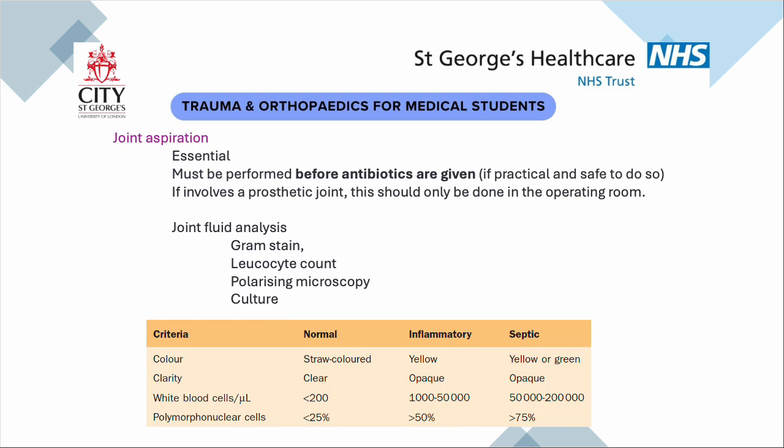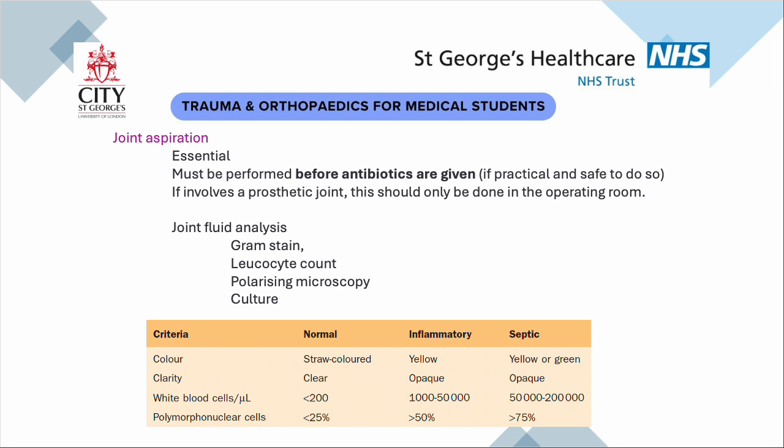Really, to make the diagnosis, you need to aspirate the joint, and you do this before antibiotics are given. Now, one important thing here, if the patient has a knee replacement or a shoulder replacement, whatever it may be, you need to do this in the operating room where it is clean, because the last thing you want to do is to put your needle in the emergency room and introduce infection into a prosthetic joint, because that's a disaster.